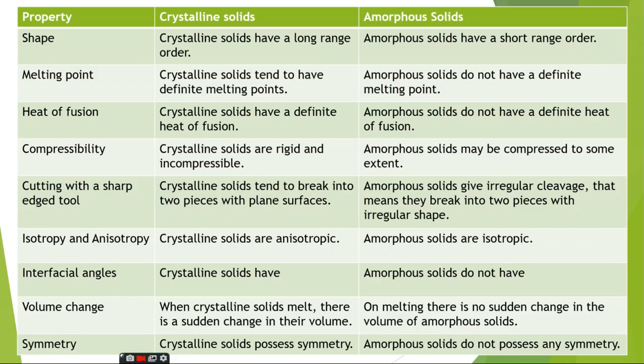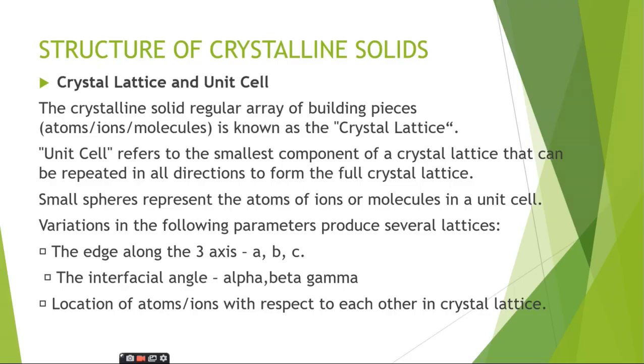Crystalline solids are anisotropic, whereas amorphous solids are isotropic. Crystalline solids have interfacial angles, whereas amorphous solids do not have interfacial angles. When a crystalline solid melts, there is a sudden change in its volume. On melting, there is no sudden change in the volume of an amorphous solid. Crystalline solids possess symmetry, whereas amorphous solids do not possess any symmetry.